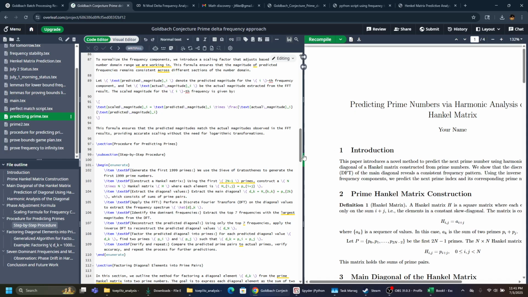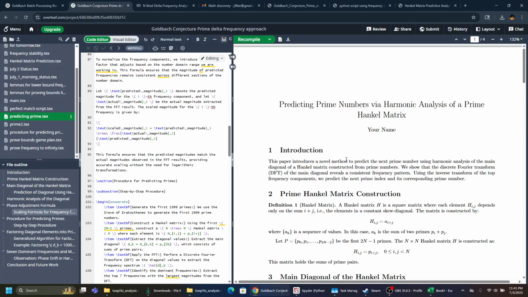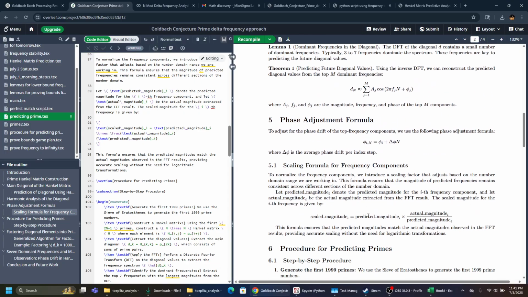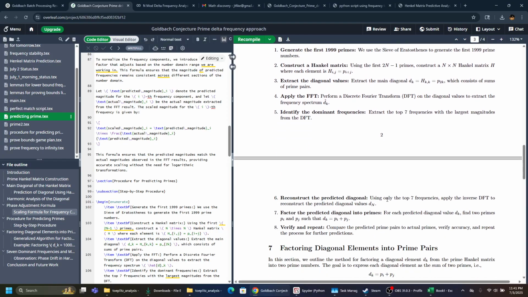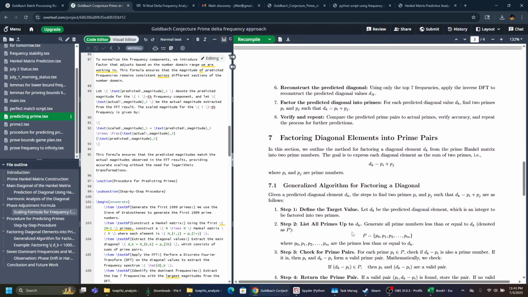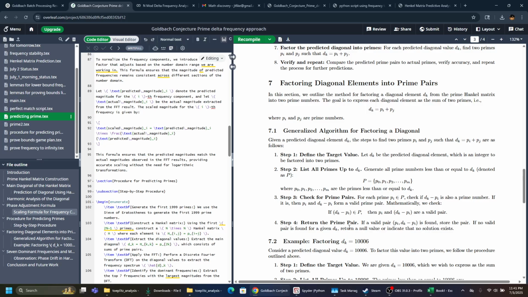And some of this is going to be a repeat because I tried to repeat myself a lot so I wouldn't forget. So remember, you have to scale the frequency. This is again a procedure just trying to help people understand what's going on. And then here's the formula for factoring.